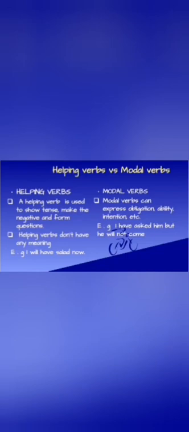Now we will see the difference between helping verbs and modal verbs. So class, a helping verb is used to show tense and to make negative and question forms, and a helping verb doesn't have any meaning. For example, I will have salad now. But modal verbs can express obligation, ability, intention, etc. For example, I have asked him, but he will not come.